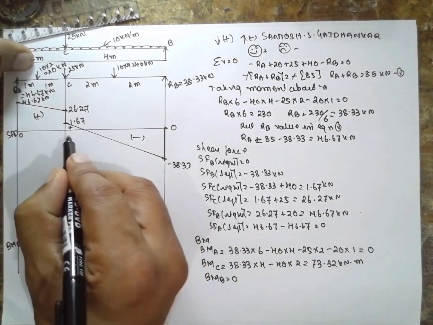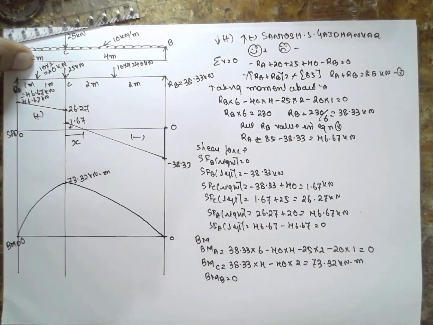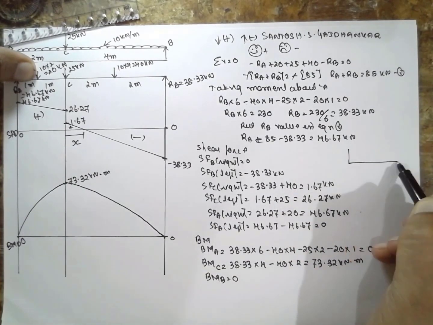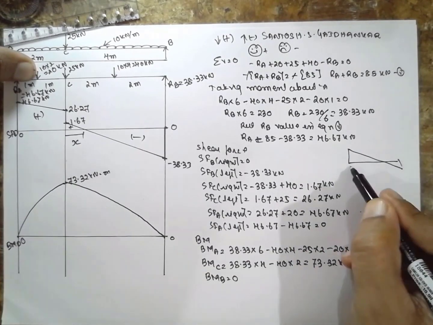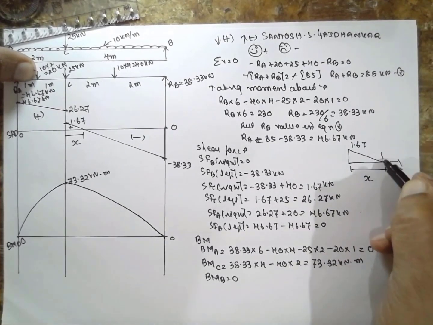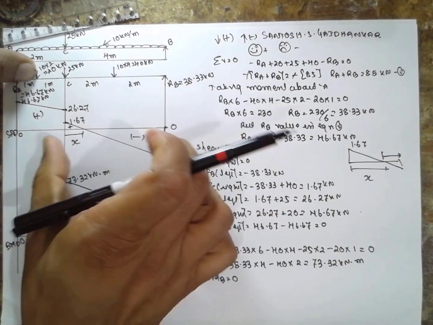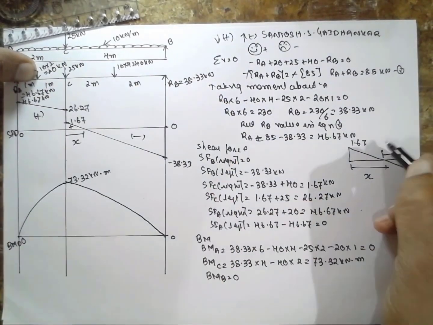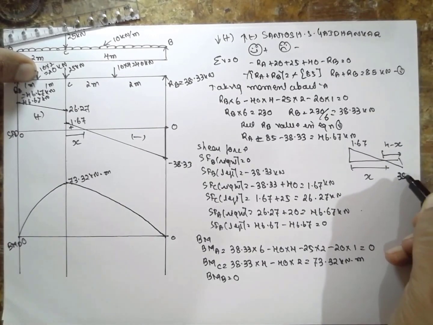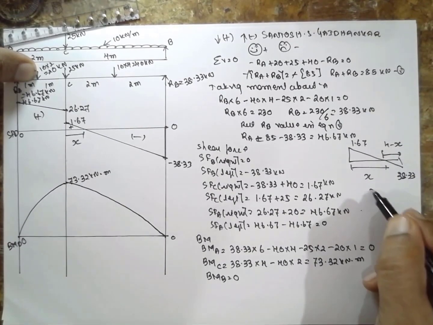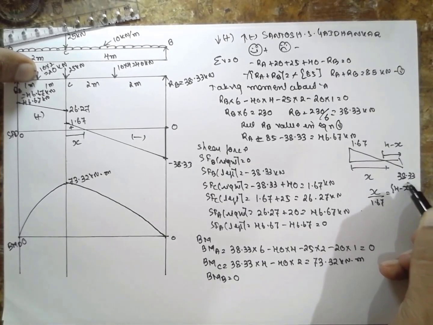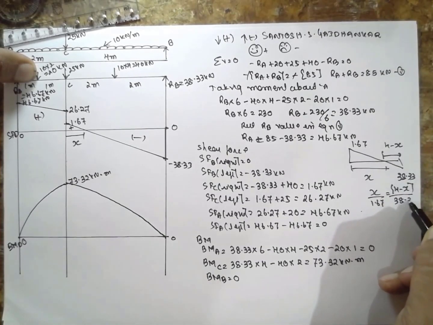Now we have to find the distance x. How to find the distance x? Simply construct once again here. This value is x. This is 1.67. This value will be, what is the total length here, 4 minus x, and the value for this is 38.33. Don't consider the minus sign. x divided by 1.67 is equal to 4 minus x divided by 38.33.